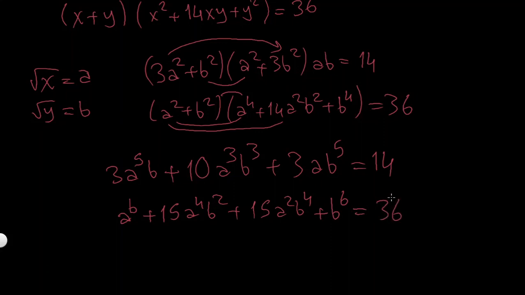So here it should ring a bell. Look, I have powers of 5 and 1, 3 and 3, 1 and 5, 6, 4 and 2, 2 and 4. All of these powers add up to 6. And also look at the constants. I have 1, 15, 15. This is also 1. And these ones are not that good.